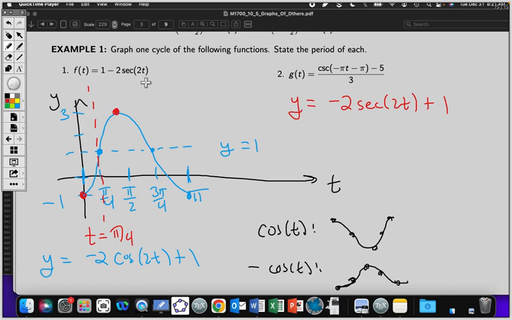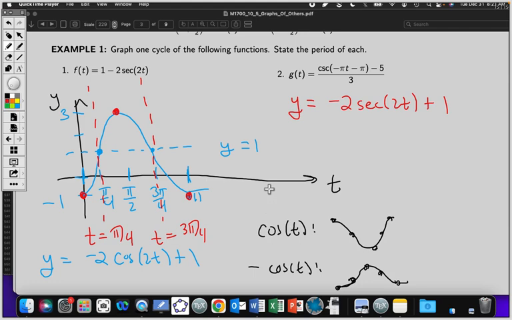At 3 pi over 4, guess what? I'm back to a vertical asymptote because 2 times 3 pi over 4 is 3 pi over 2. And the cosine of 3 pi over 2 is 0, which means the secant's undefined. And last but not least, when I get to pi, the angle I'm looking at is 2 pi. The cosine of 2 pi is 1. When I flip that over, I also get 1. So the arithmetic here is the same.